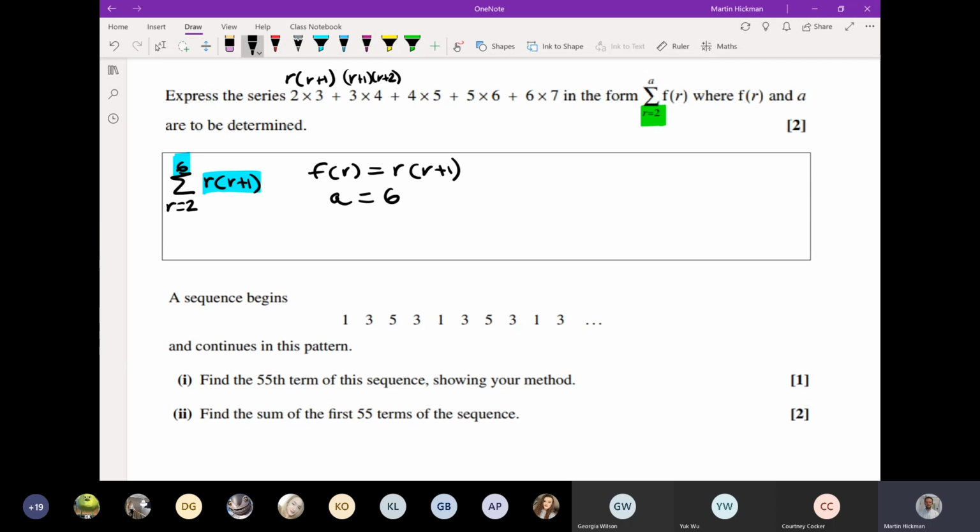It's not an arithmetic or geometric progression here, because if you look at the terms, we're going 6, 12, 20, 30. There's not a common ratio, there's not a common difference there.